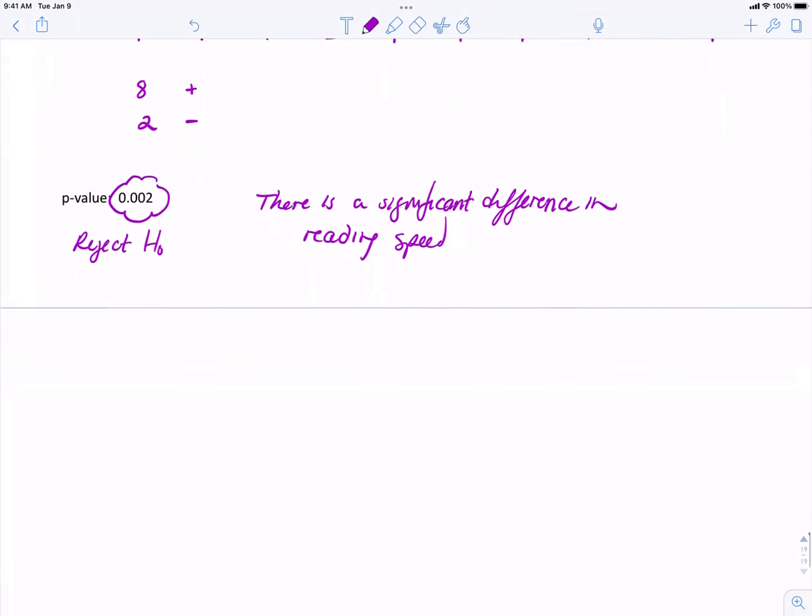And that's the sign test. So the two new tests that we covered today were the Mann-Whitney test, which can be used instead of an independent two-sample t-test, and the sign test, which can be used to replace the dependent sample t-test.